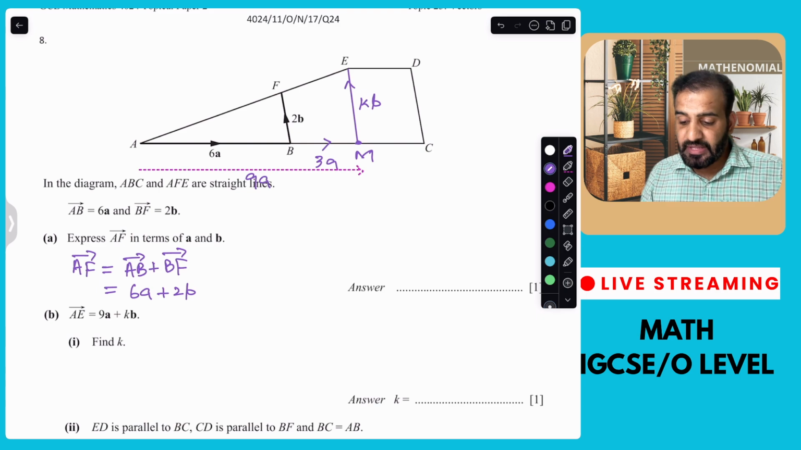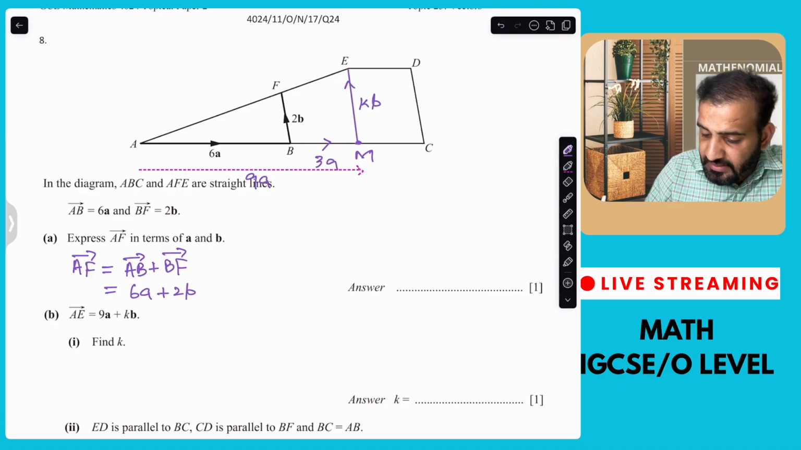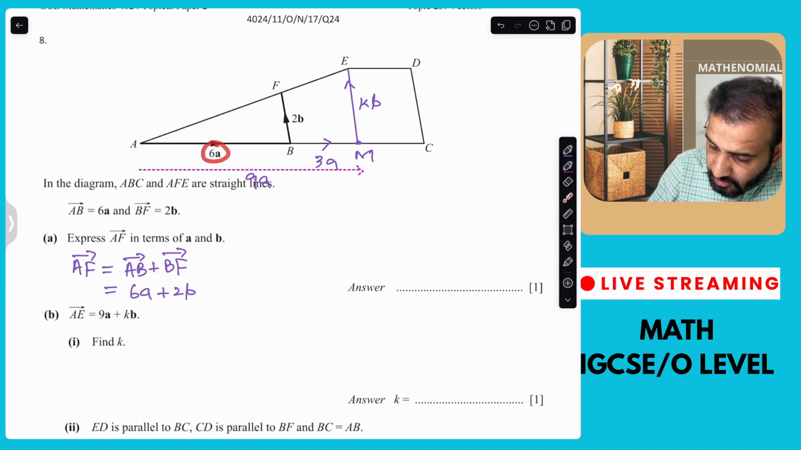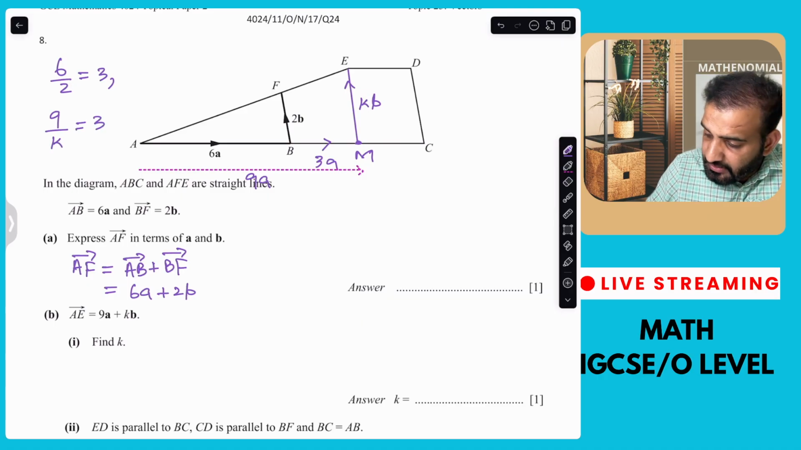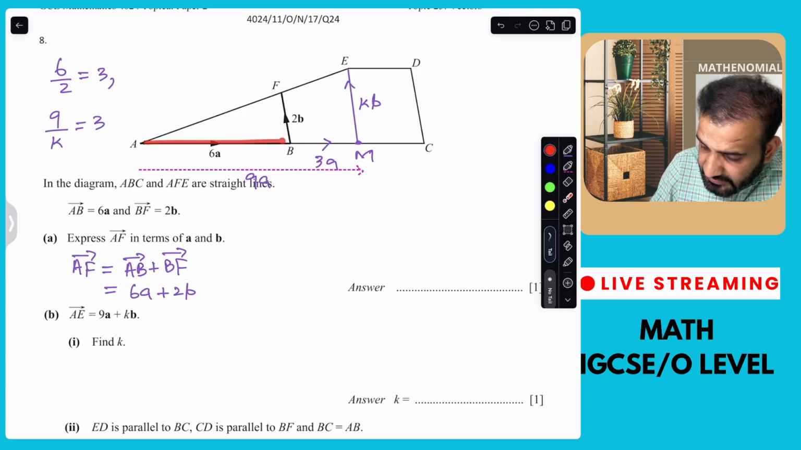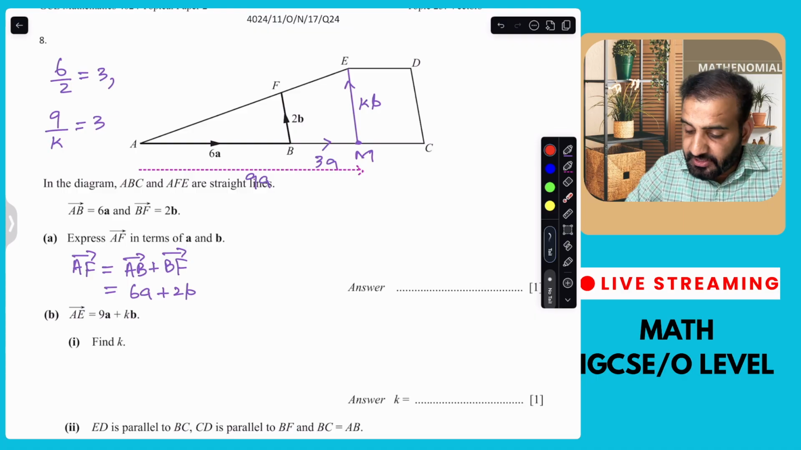So now you can see two similar triangles. So they must have the same ratio. What does this mean? If 6 over 2 is 3, then 9 over k should be 3. This whole thing is 9, this thing is k, so it will be 3.